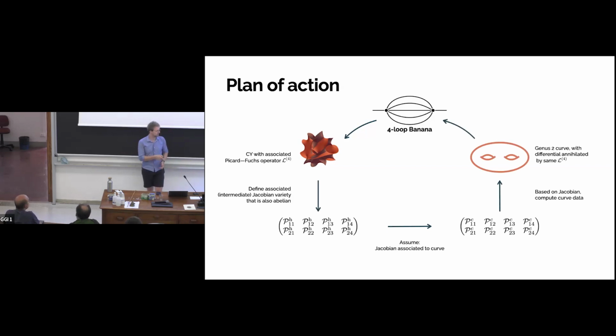From the Jacobian, we then want to go back and compute the data of an associated curve. This way, we are able to construct a genus 2 curve, as it turns out, because the Jacobian of a genus 2 curve has the same shape as this intermediate Jacobian here, whose periods are annihilated by the same operator by construction. And we want to do all of this explicitly.